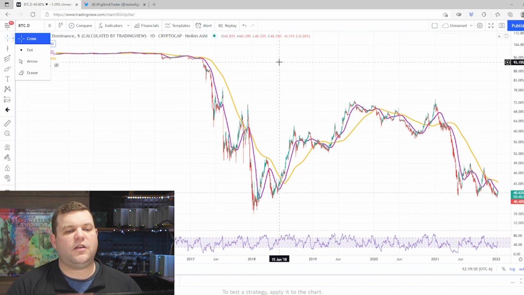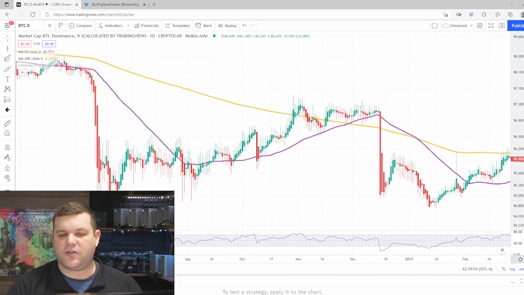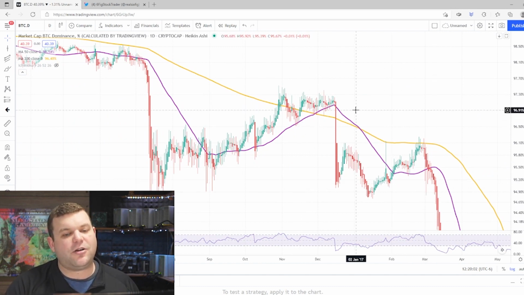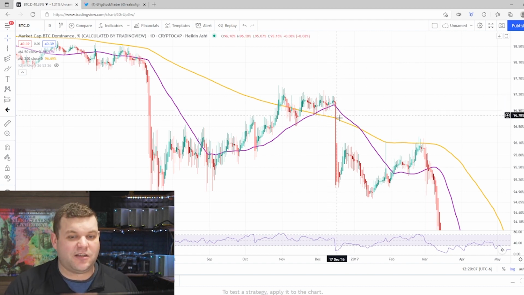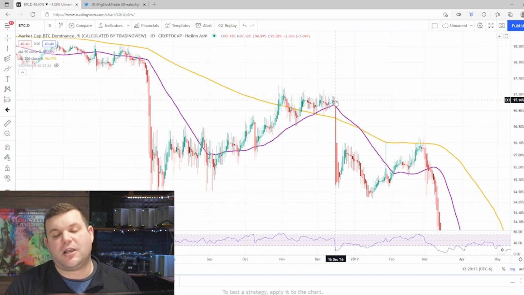So here, if we look at Bitcoin dominance, this is one of those that's going to sneak up on you, bleed you dry, and drop the bottom off. I don't know if there's an official term for this. I'm just going to call it the sneak up on you death cross, where we had price action come up, drag the 50, and this is what's called a bull trap.